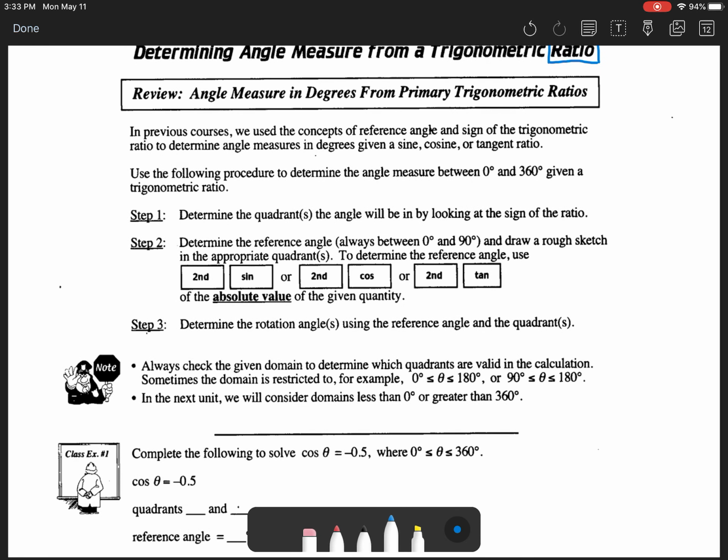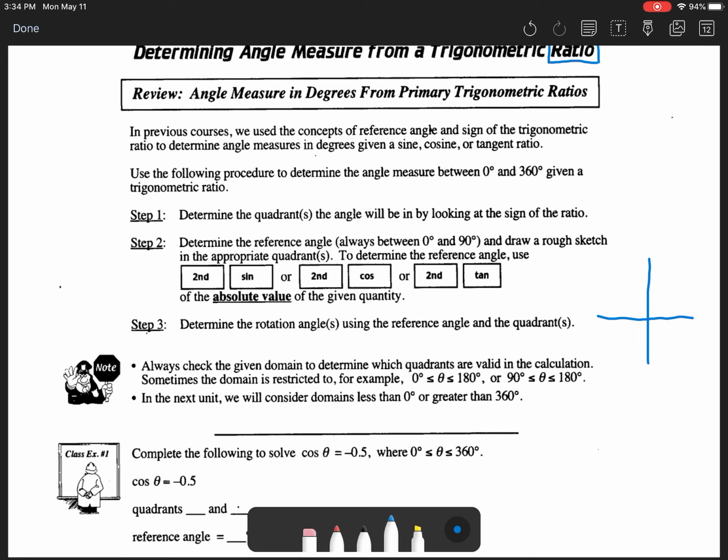So just as a review, it says angle measure in degrees from primary ratios. In previous courses, we used the concepts of a reference angle and the trig ratio to determine angle measures in degrees given a sine, cosine, or tangent ratio. So again, in Math 10, Math 20, if you were given the ratio, you'd go second function sine or second function cosine or second function tangent of the ratio you were given, and you would basically be determining the angle. Today we're going to do a very similar thing, but you'll see that the value of those ratios is sometimes negative, sometimes it is positive.